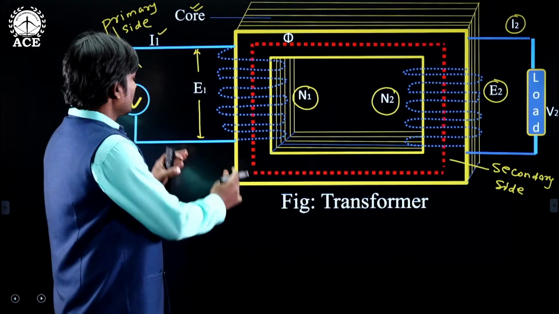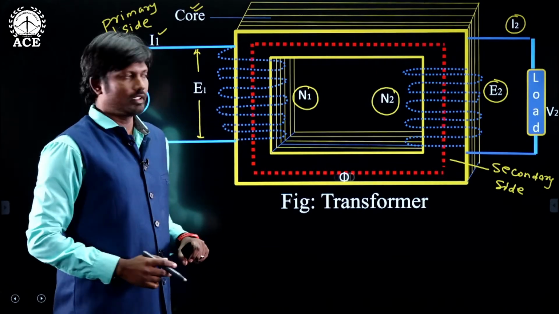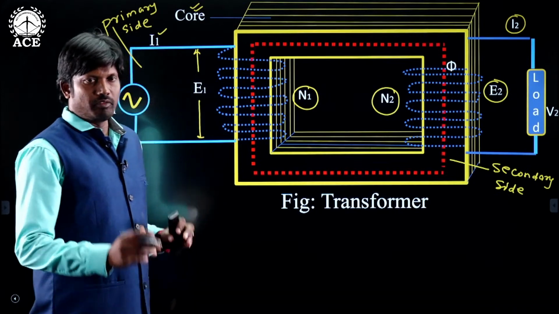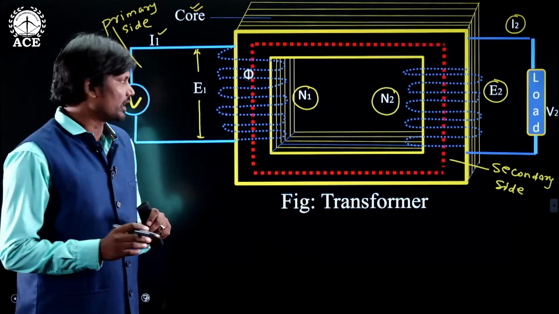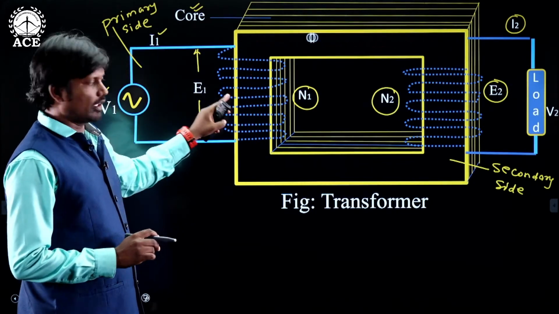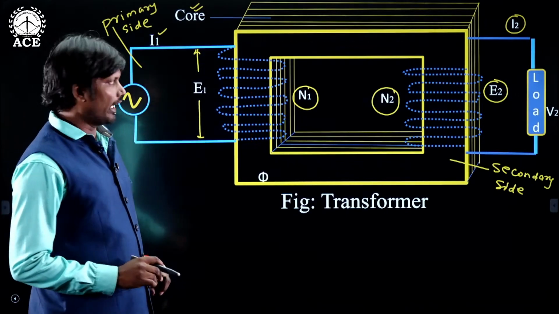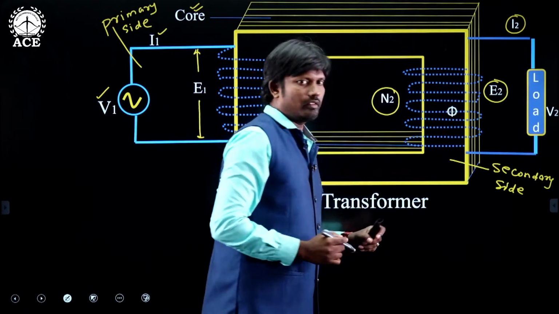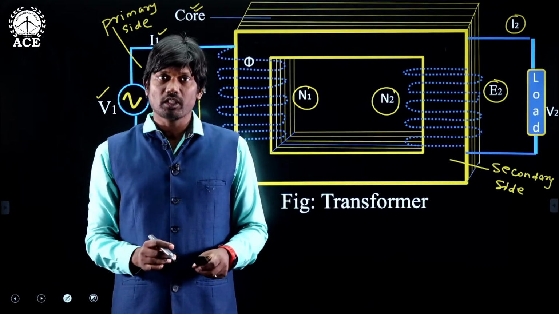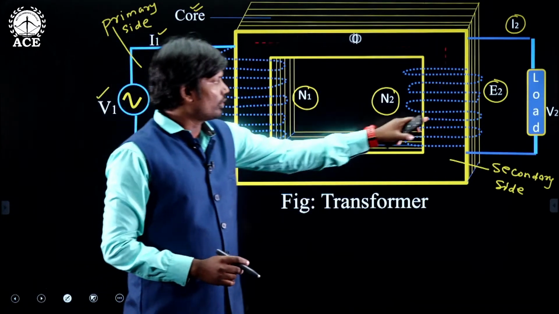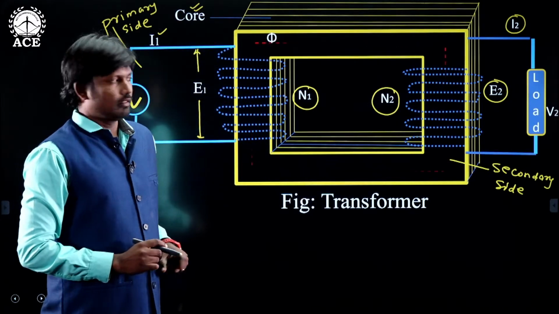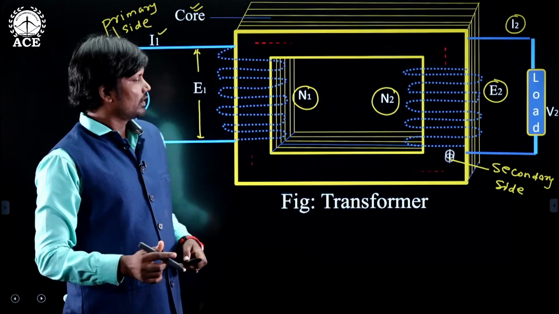Now, what is the primary winding of a transformer? This is the primary winding. The winding which is connected to the supply is called the primary winding. What is the secondary winding? The winding which is connected to the load is called the secondary winding. Now, we are going to the second question.